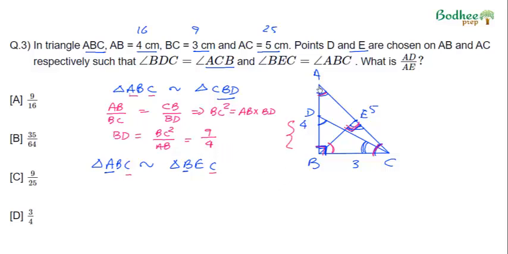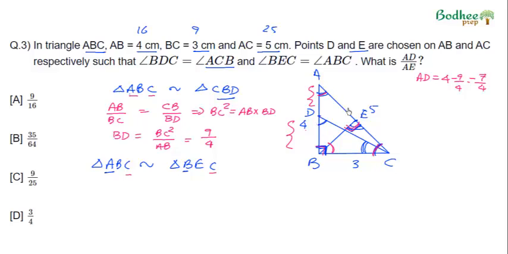So we can find the length of AD, right? This length is nothing but what? 4 minus 9 by 4. So AD is 4 minus 9 by 4. So 16 minus 9 will be 7 by 4. So we have identified AD. Using the second relation, we'll be figuring out what will be the value of AE.